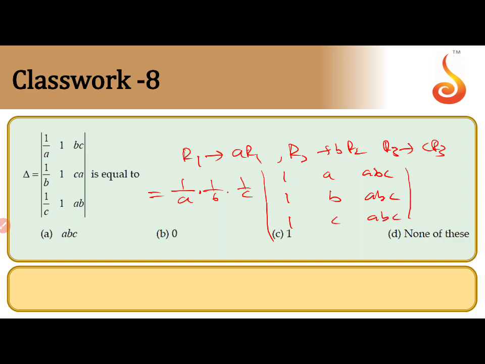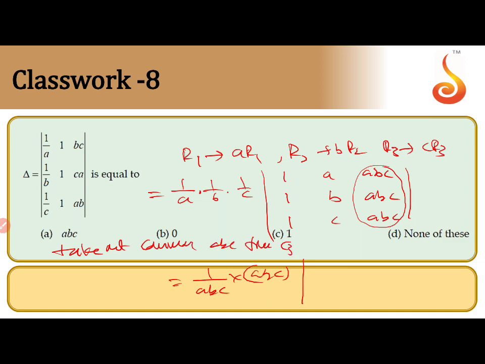So now we finally have 1 by ABC outside. What is common in the last column? From C3 you can take ABC common. So take out common ABC from the third column. Outside we have the determinant with columns 1, 1, 1 and ABC, 1, 1, 1.